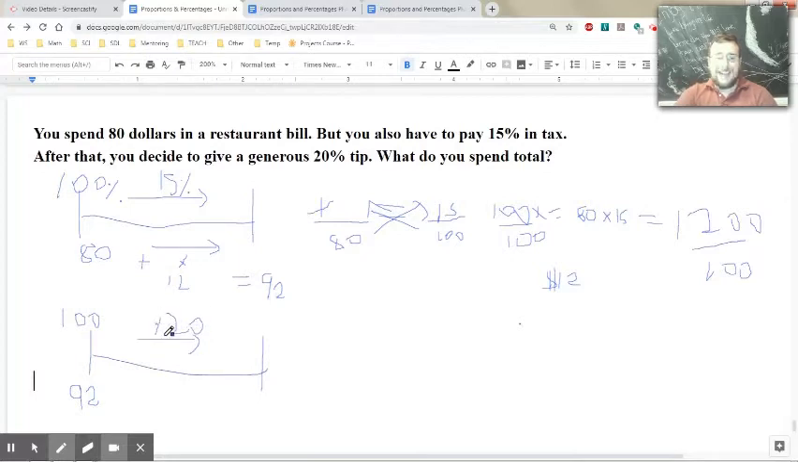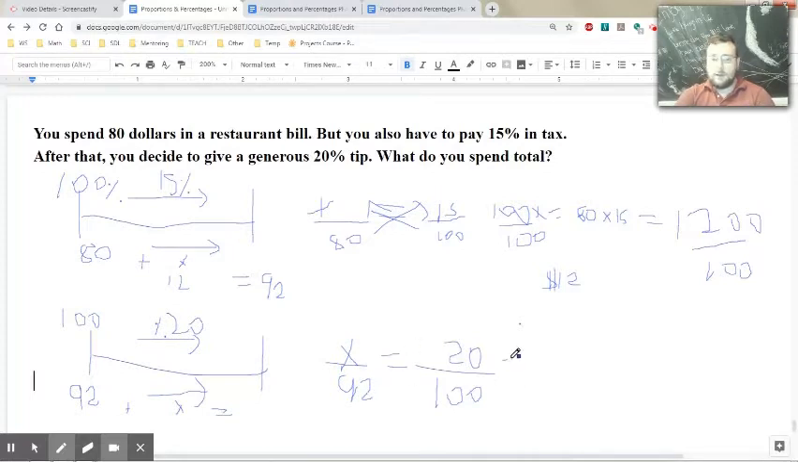As you can see, it's exactly the same as taxes. I'm trying to figure out what that tip is, and I have to add that to my original to figure out the total value I'm going to spend. All right, so you do the same kind of setup as you did before. You start with the 100 down here in the bottom, and you put the percentage that you're going to use this time, which is 20%. And then you put the whole here, which is 92. And then the tip you're looking for is X.